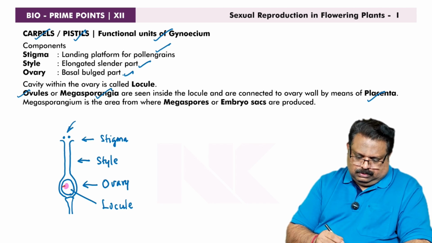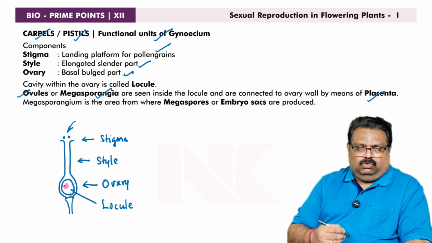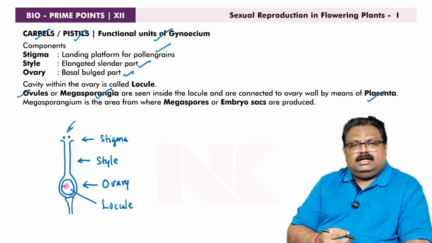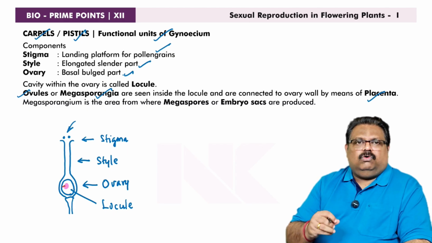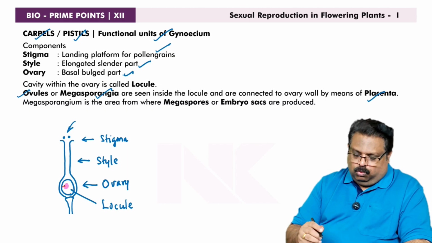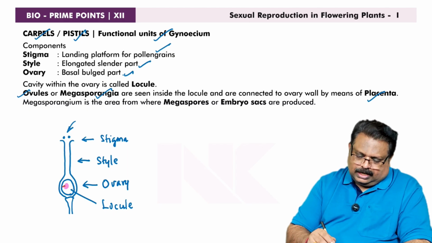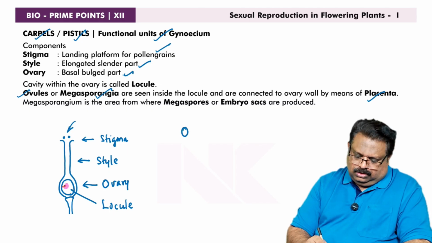So carpel has three regions: stigma, style, and ovary. The cavity present inside the ovary is called locule. Within that locule, ovules are present, one or many, and the ovules are connected to the wall of the ovary by means of placenta. Ovule is nothing but megasporangium.